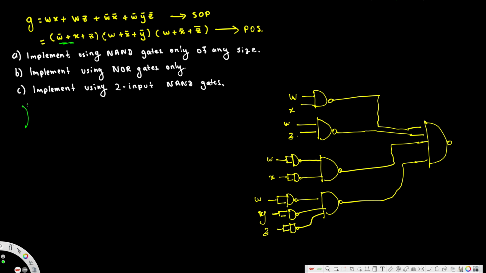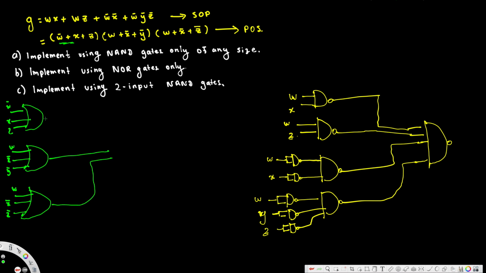This is an OR gate because of addition. So W bar, X and Z enter an OR gate, and also W, X bar, Y bar enter an OR gate. The next one is W, X bar, Z bar entering an OR gate, and all of them are ANDed together. So we are going to have these three connected to an AND gate like this.